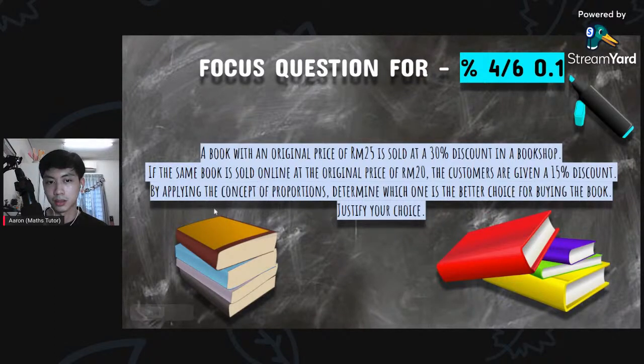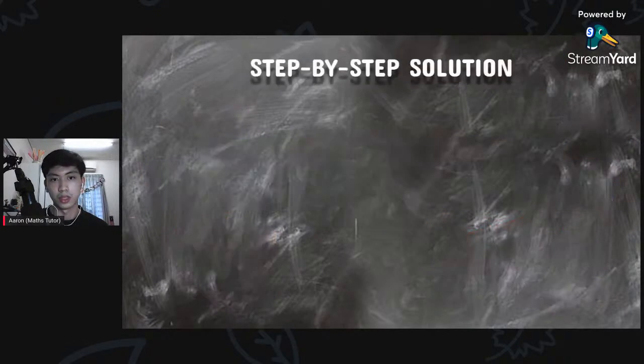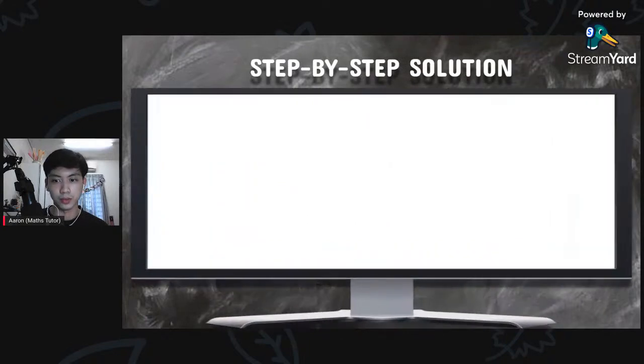So the concept of proportion determines which one is the better choice for buying the book. Yang mana yang berbaloi, lebih berbaloi untuk dibeli. So which one is cheaper, I can say, right? So this is the question. Do you understand the question? We go to the solution.